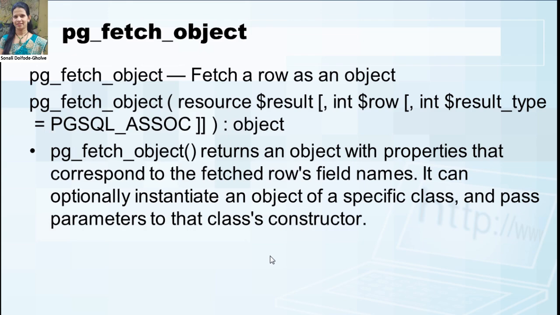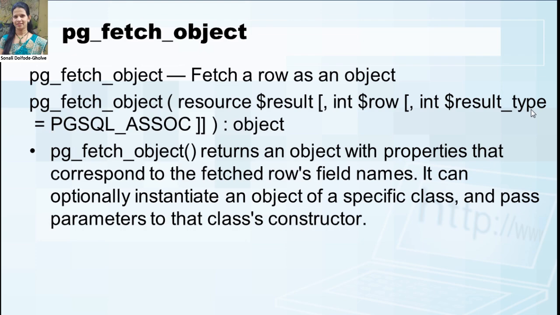The next function is pg_fetch_object. It fetches a row as an object. Why are we using it? It fetches a row as an object. And the syntax for this is object pg_fetch_object in brackets resource $result, int row. The syntax is resource $result and int row, and there are also optional parameters.